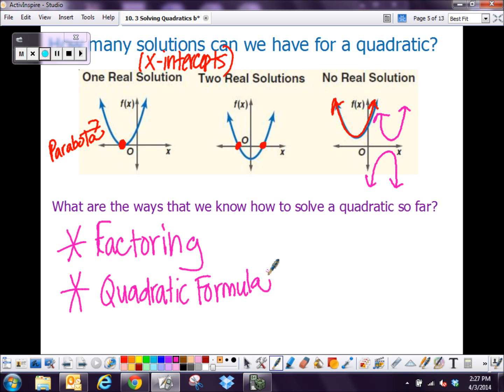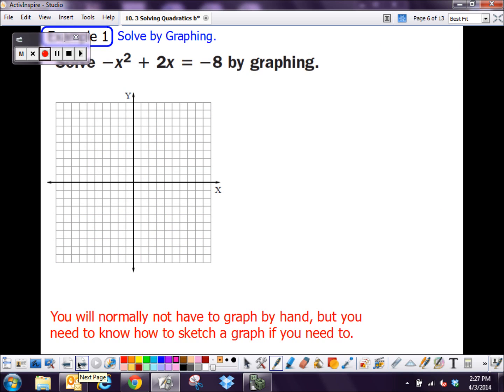Okay, so we've talked about factoring, we've talked about the quadratic formula. What we're going to bring in today is how you can solve by graphing. Okay, and we're going to show you ways to do this in the calculator by graphing. You won't normally have to know how to graph by hand, but you need to know how to sketch it, which means you need to know how to find a few different points. We're going to look at next time how to find the vertex and all of that, so that you'll learn a few more ways to graph next time.